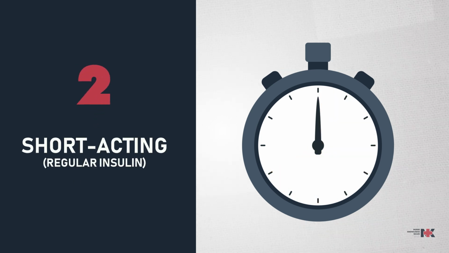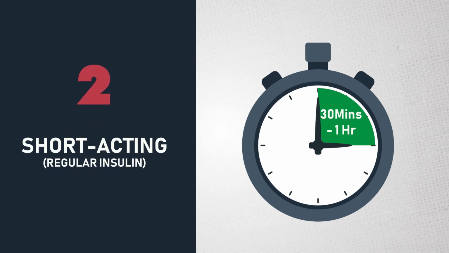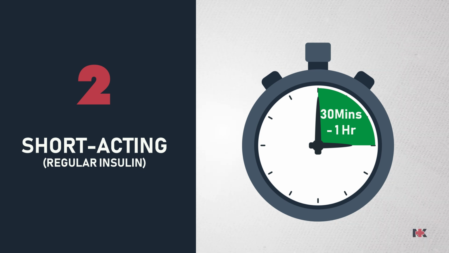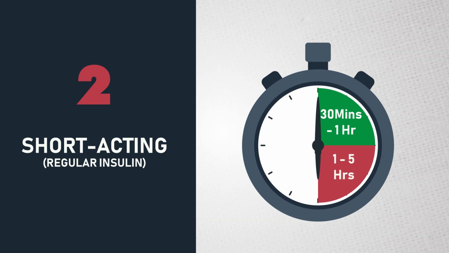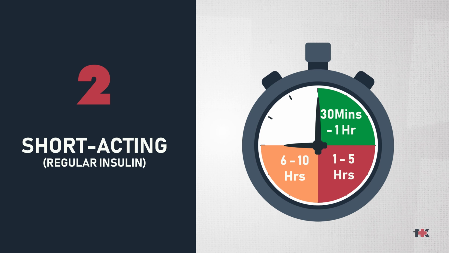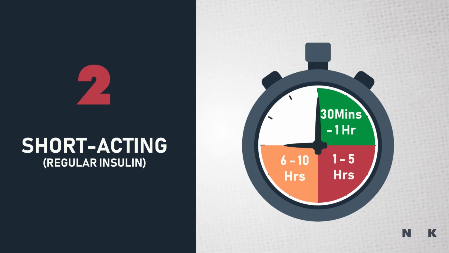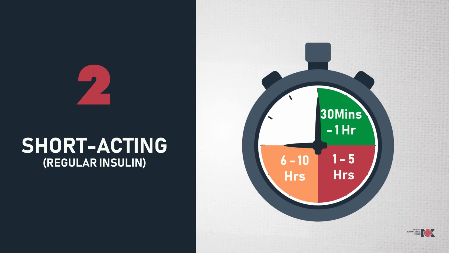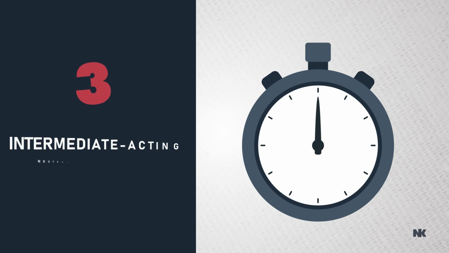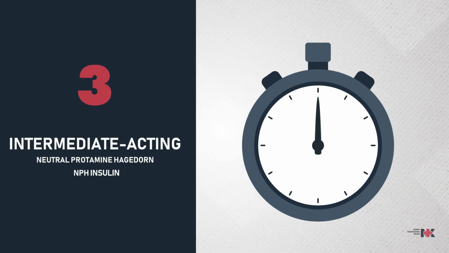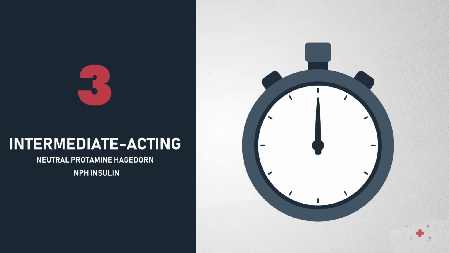Then we move on to our short-acting, or this is our regular insulin. The onset is 30 minutes to 1 hour following administration, peaks at 1 to 5 hours, and has a duration of 6 to 10 hours. It must be noted that regular insulin is the only insulin that can be given IV, or intravenously. And then we have number 3, our intermediate-acting, neutral protamine Hagedorn, or NPH insulin.